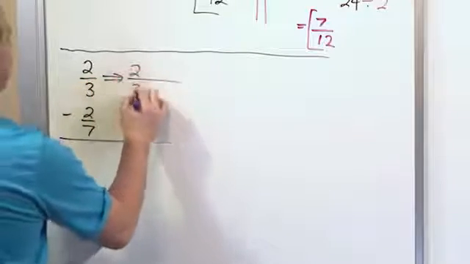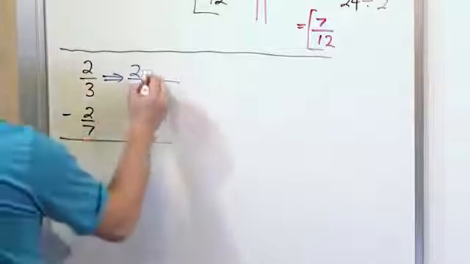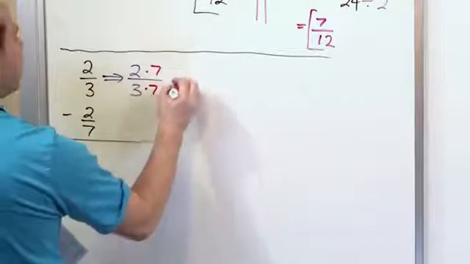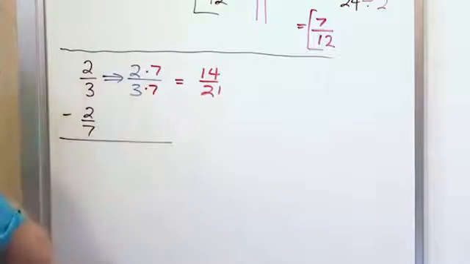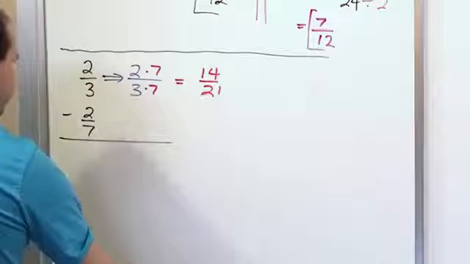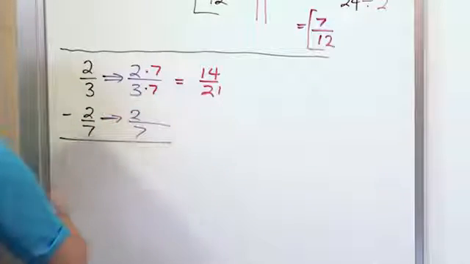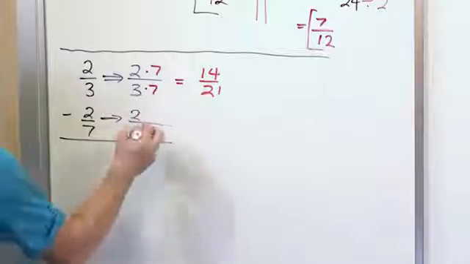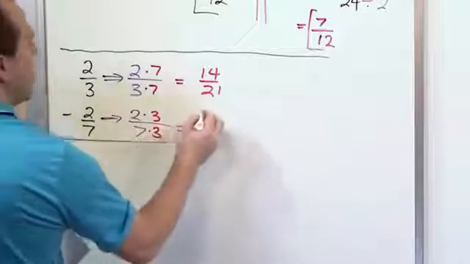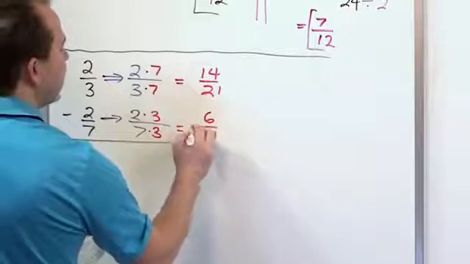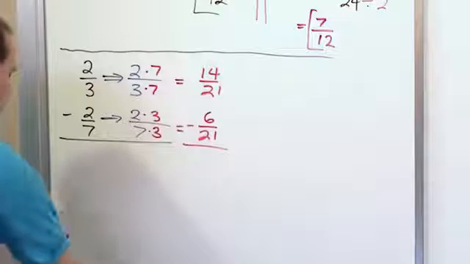If I have 2/3, and I'm trying to shoot for 21 as a common denominator, I'll multiply this by 7 and that by 7. 2 times 7 will be 14. This will be 21. I'm shooting for 21 as a common denominator. The 2/7 I can transform by multiplying by 3/3, because I'm trying to reach, again, 21. Then I'll have 6 on the top, 21 on the bottom. And I can subtract these. This is a valid common denominator between them.